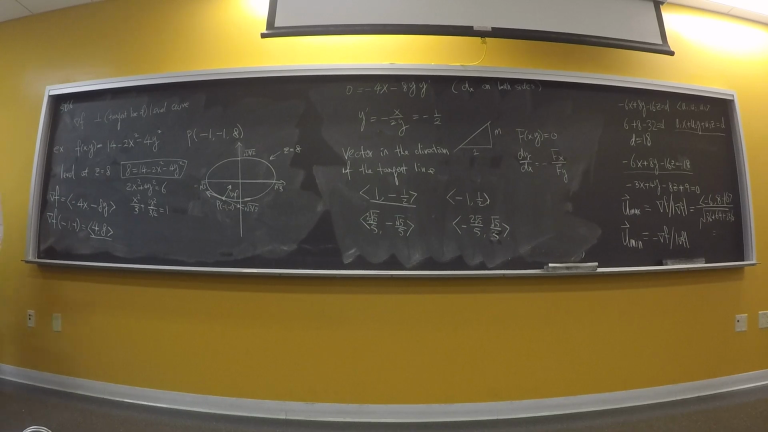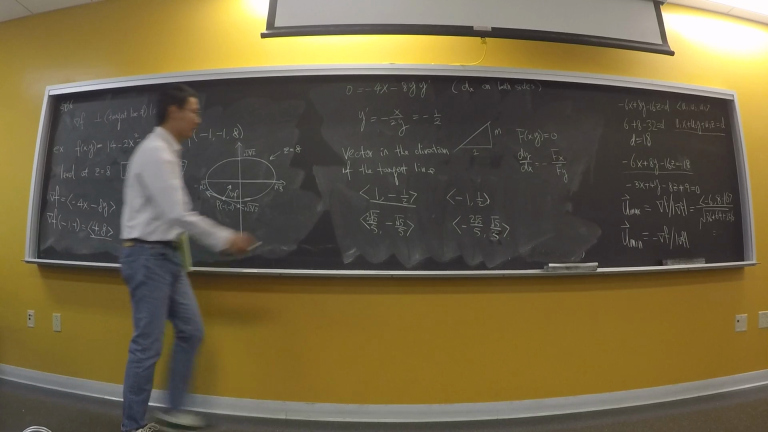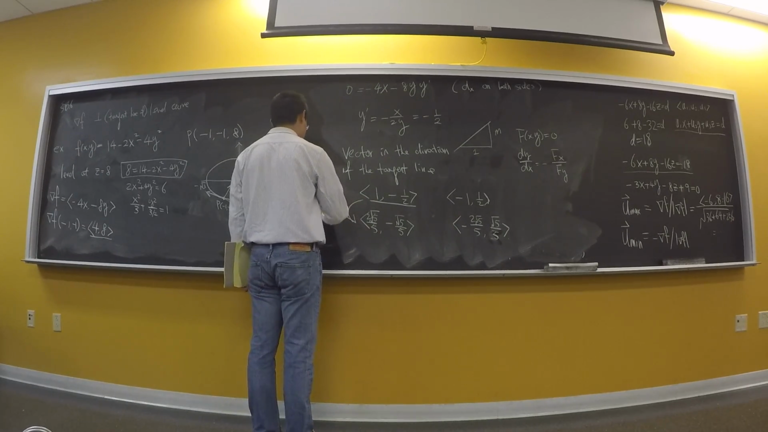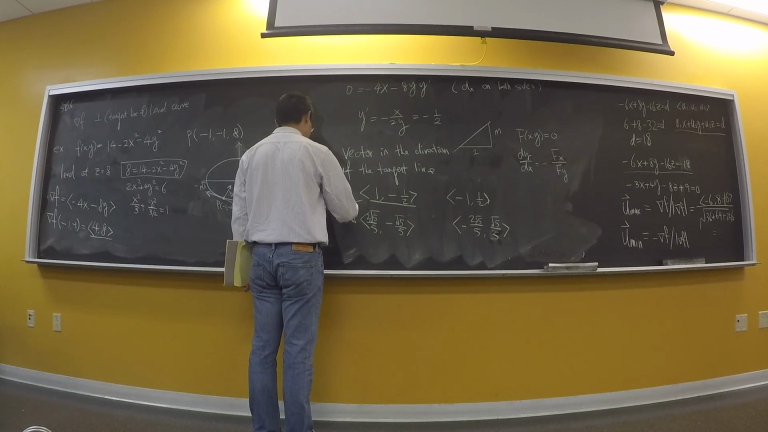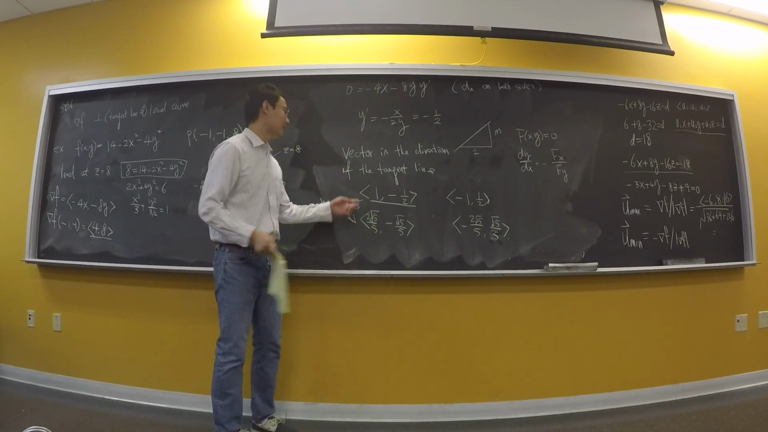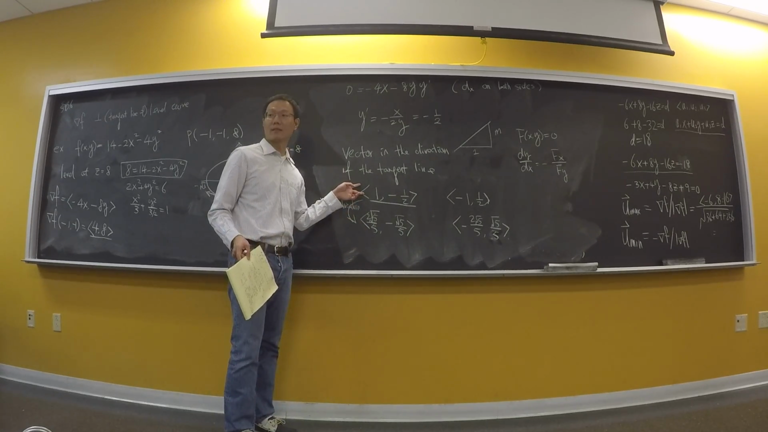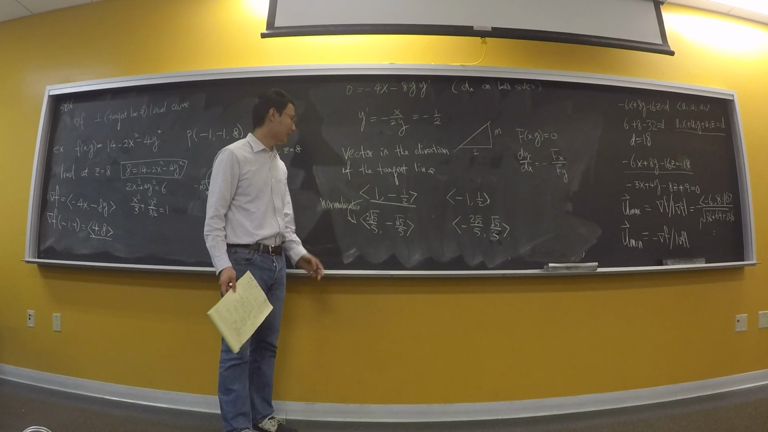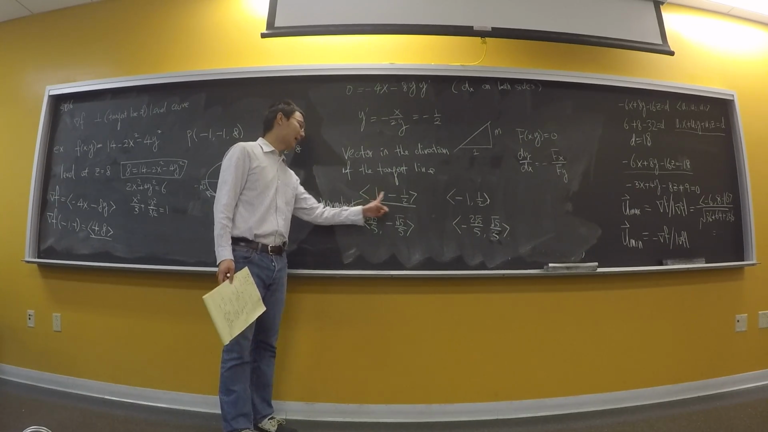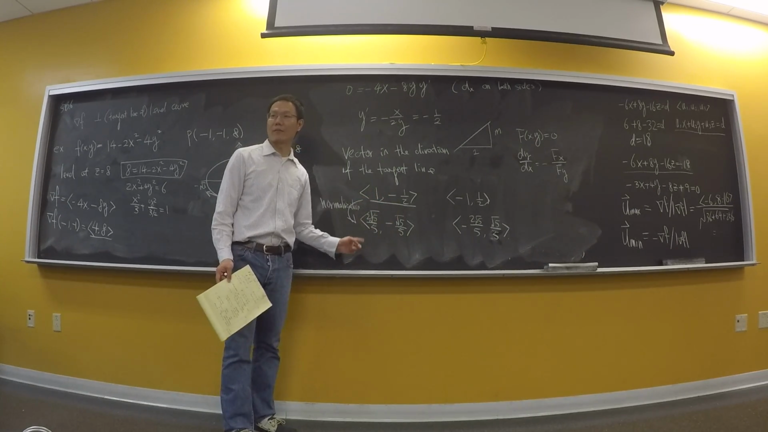Questions? Yep. Where did you get the 2 root 5 over 5 and the root 5 over 5? These are just the normalization. So this is the normalization, which is literally to make this vector of unit length. That's what I did. Okay? You can compute the length of this thing and simplify whatever you have.